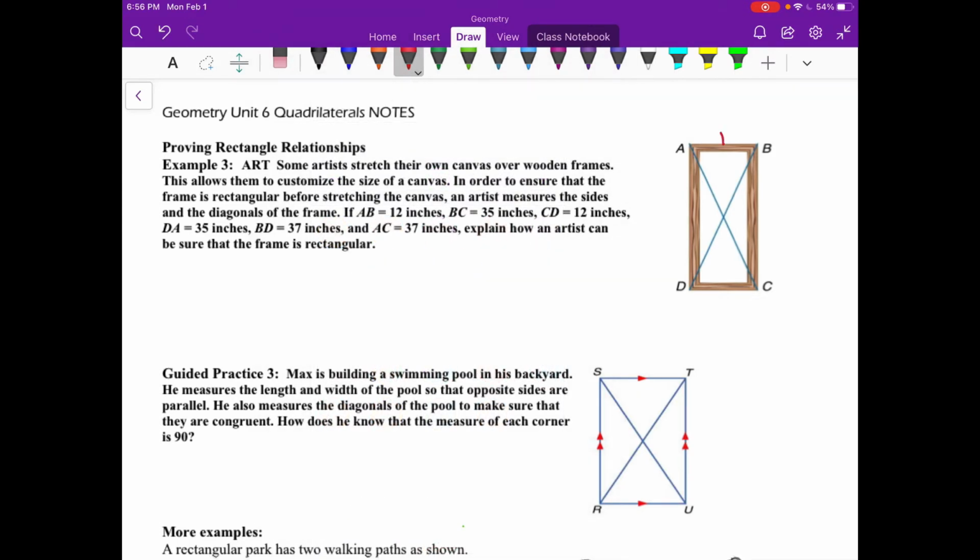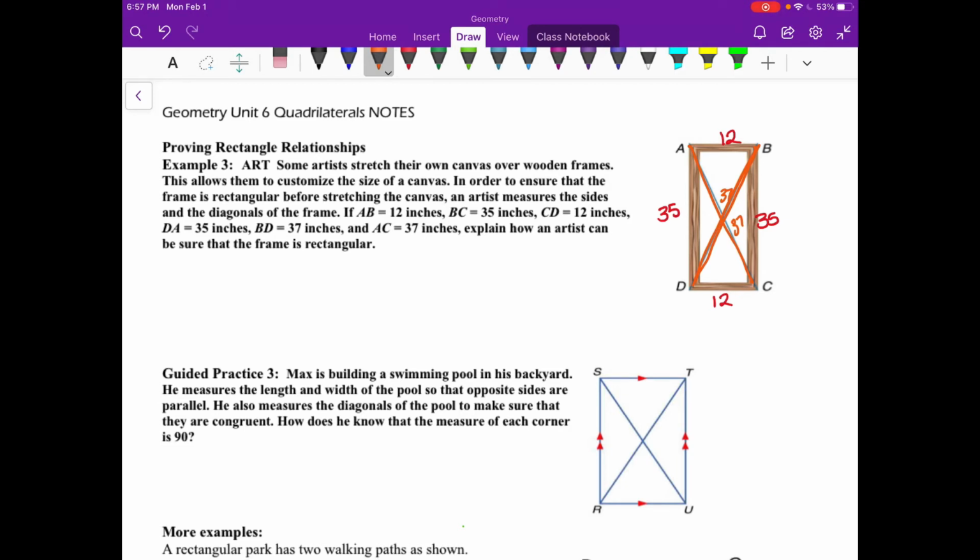AB equals 12, so AB is this top side. And BC, which is the right side, is 35. CD is 12. And DA is 35. Okay, so far we've got all of our outer edges. Next, it tells us that BD, this one right here, is 37. And that AC is also 37. And we have to explain how the artist can be sure that it's a rectangle.